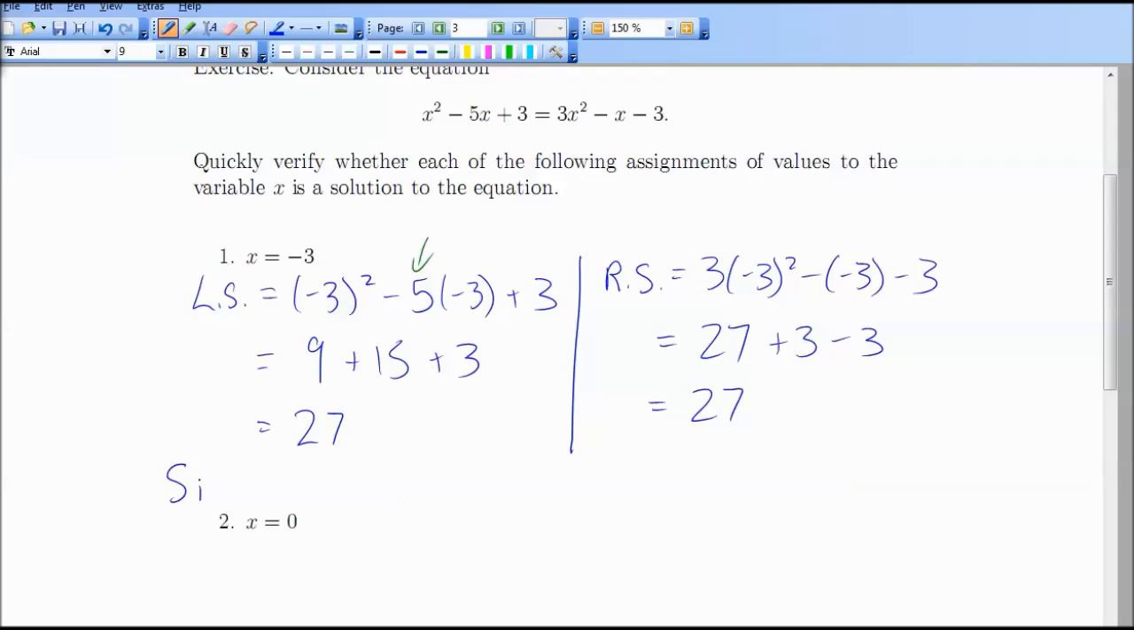So we'll write a little conclusion at the bottom of what we just found out. Since the left-hand side is equal to the right-hand side, that x value we plugged in, x equals negative 3, is a solution to the equation. Okay, so that's what it looks like when we try out a candidate as a solution for the equation.